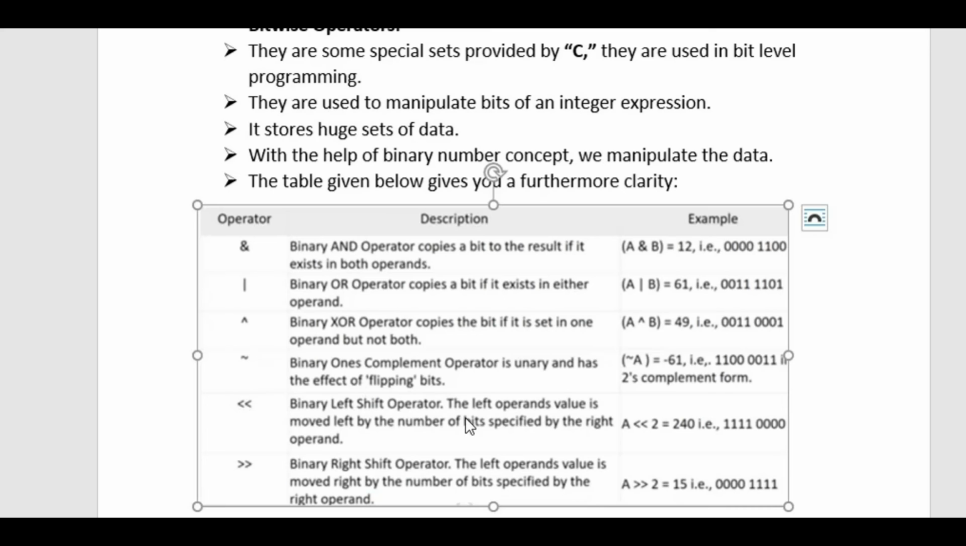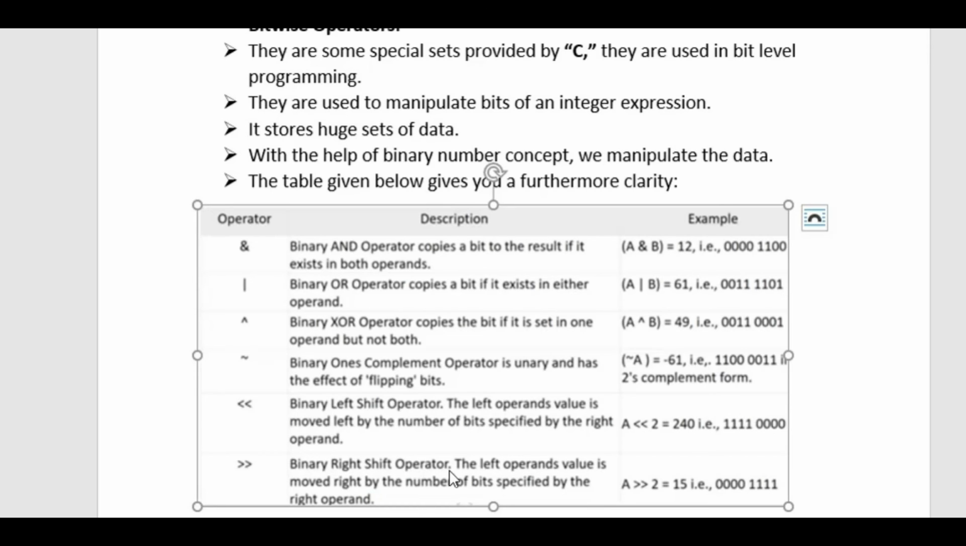Binary left shift operator. The left operand value is moved left by the number of bits specified by the right operand. So here we have 240, and we are going to move two digits of 240 to the left side. The next one is binary right shift. This is the binary code. We have an example down now, which is 210.